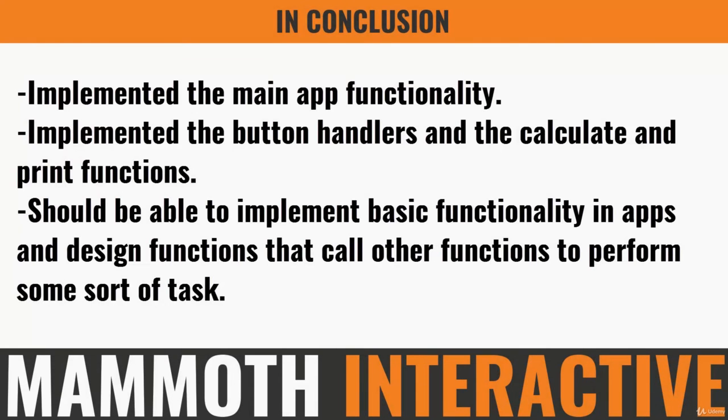In this part of the video, we implemented the main app functionality. So this is the part that actually performs the calculations once a button is pressed and prints out on the screen. So we implemented the button handlers and the calculate and print functions and had them all call each other in a good flow. So by now you should be able to implement basic functionality in these apps and design functions that will call other functions to perform some sort of a task.